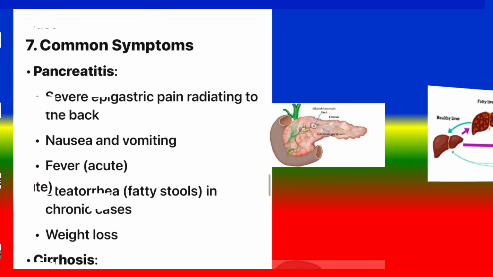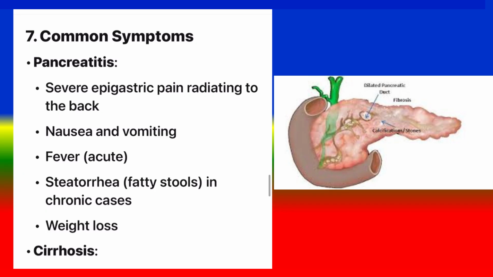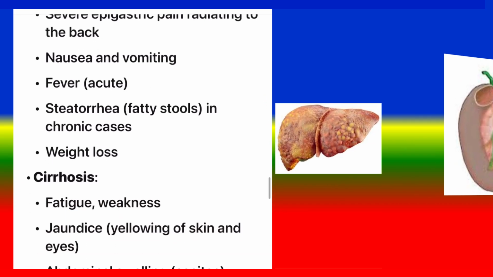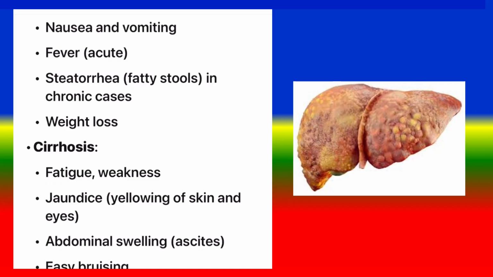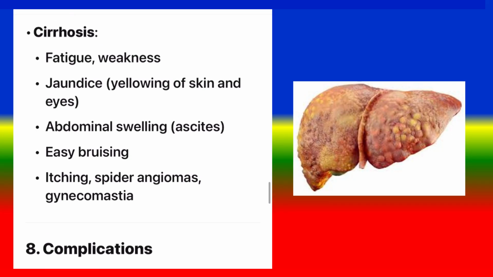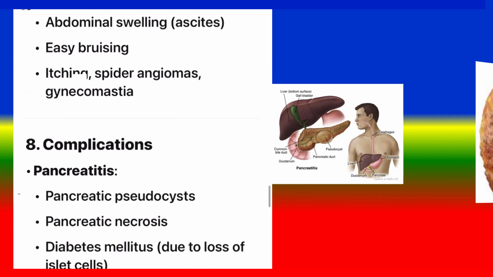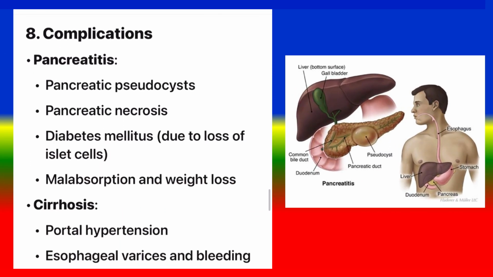7. Common symptoms. Pancreatitis. Severe epigastric pain radiating to the back, nausea and vomiting, fever, acute, steatorrhea, fatty stools in chronic cases, weight loss. Cirrhosis, fatigue, weakness, jaundice, yellowing of skin and eyes, abdominal swelling, ascites, easy bruising, itching, spider angiomas, gynecomastia.